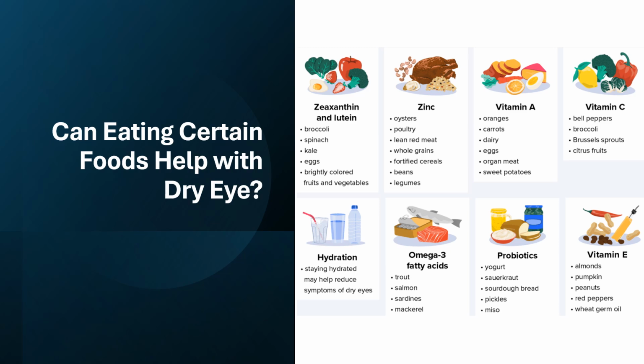Zinc, as a mineral, can help with the absorption of vitamin A and support the health of our retina. Food sources include oysters, beef, pumpkin seeds, and chickpeas. Next up, water. Staying well hydrated is actually essential for tear production and maintaining moisture in our eyes. So make sure to drink plenty of water throughout the day to prevent dehydration. Now, again, when we consider incorporating these foods into our diet, it could help improve symptoms of dry eye just by supporting our overall eye health and reducing inflammation.